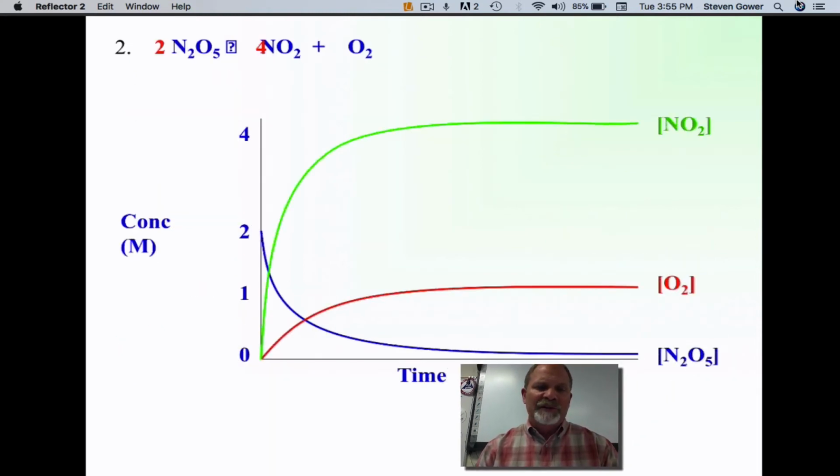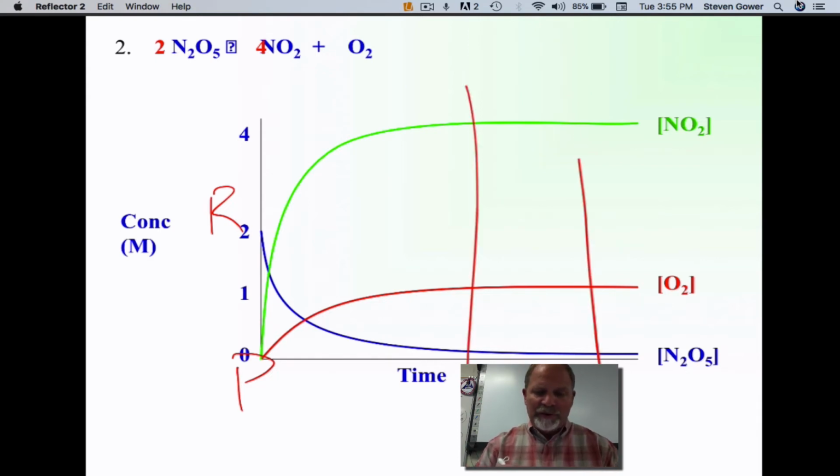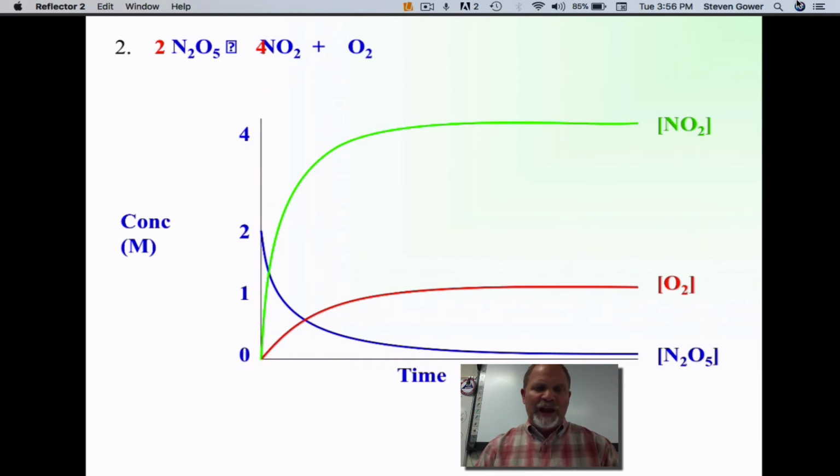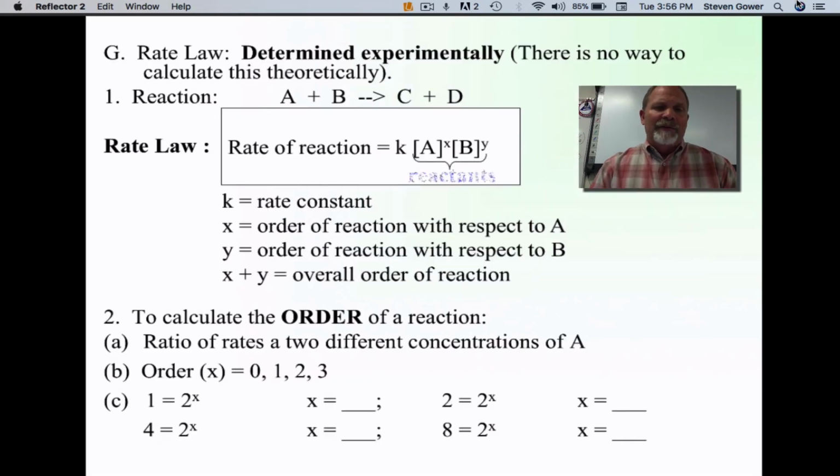This plot right here is just a great example. Reactants start up here and products start at 0, and that's where we always start. We always have 0 product at the beginning. We reach a point of equilibrium there, so we plotted that out in our lab.